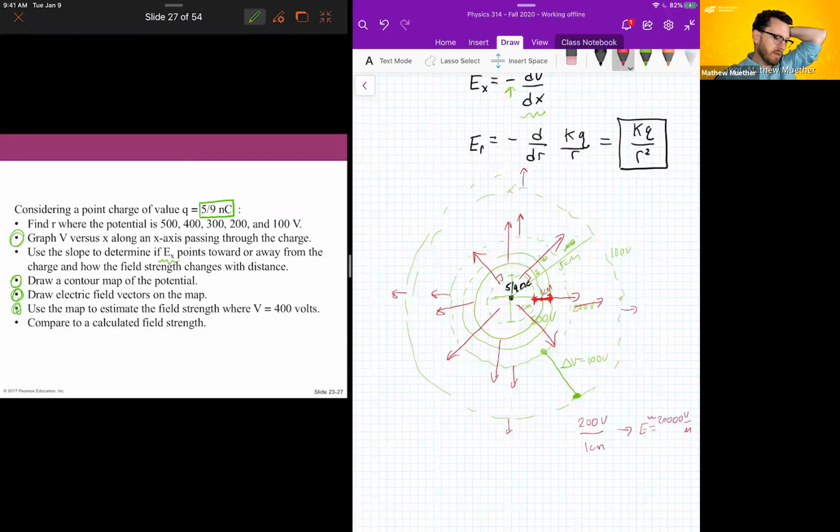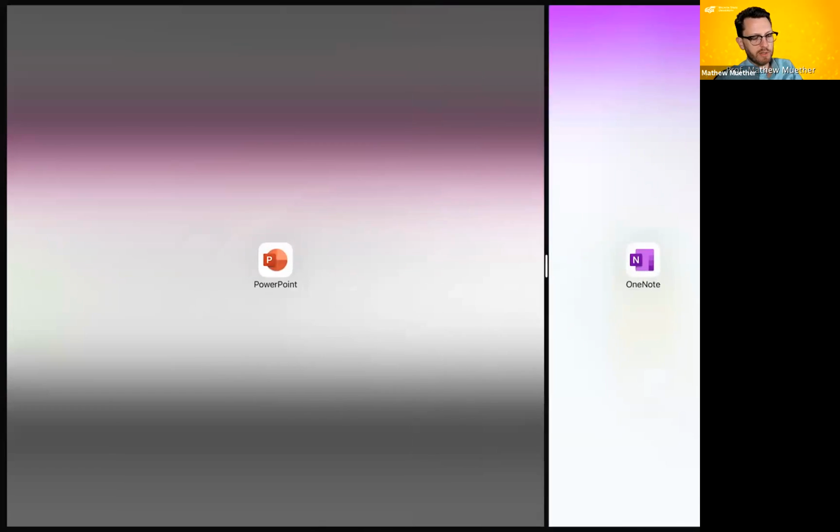Okay. And you can compare that estimate to what I would get from calculating the electric field with the functional form we've seen before. This, of course, is going to give you a more precise answer, but you'll find that this is an approximate answer, rounding to something like the closest 10,000 volts per meter. Okay. Questions about that one?